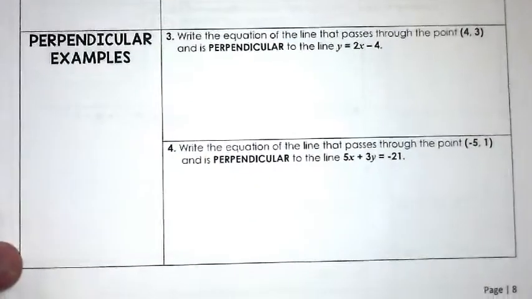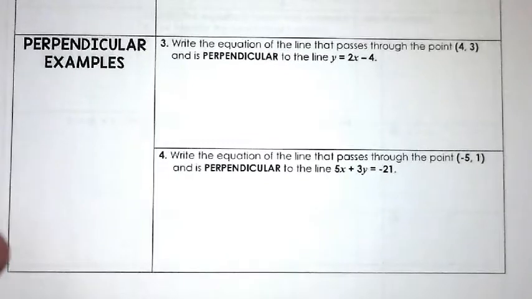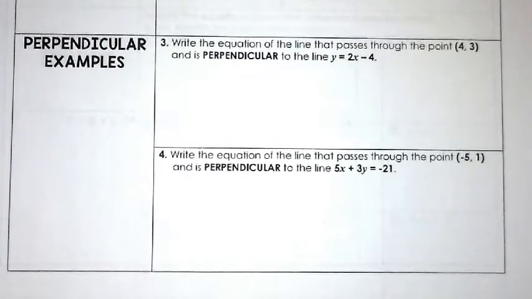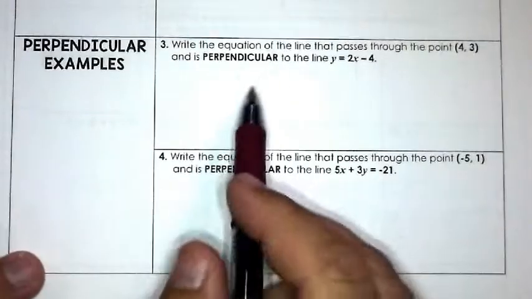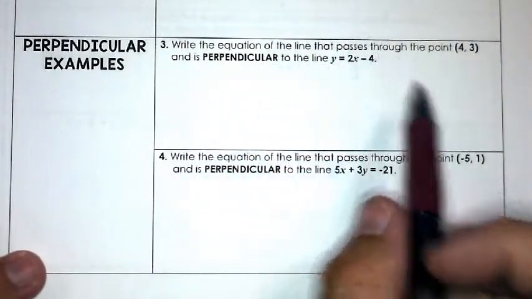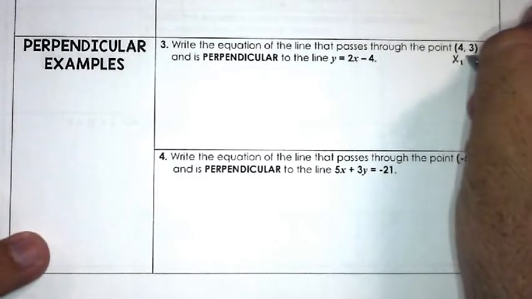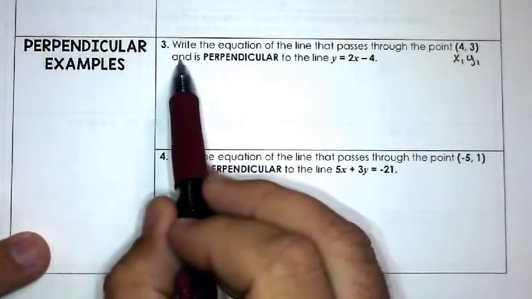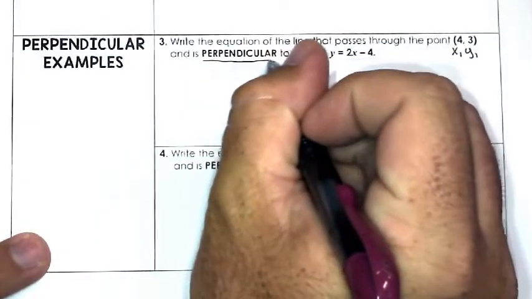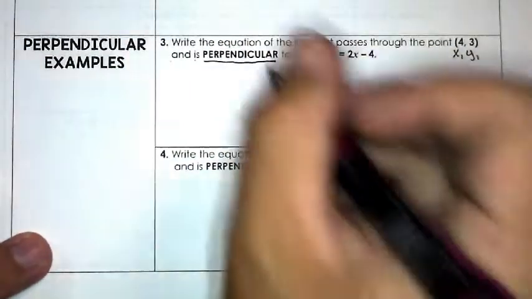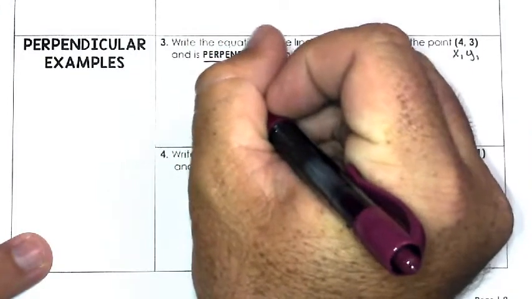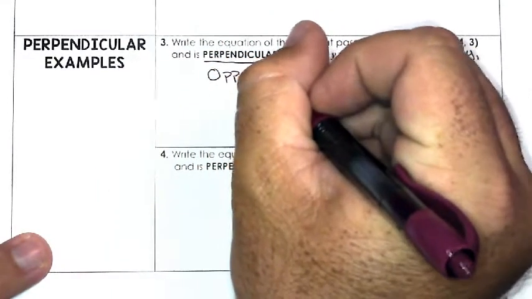All right. Write the equation of the line that passes through a point. What do I do with ordered pairs? Label them. And is perpendicular. Perpendicular means I need to have an opposite reciprocal. Oprecip.